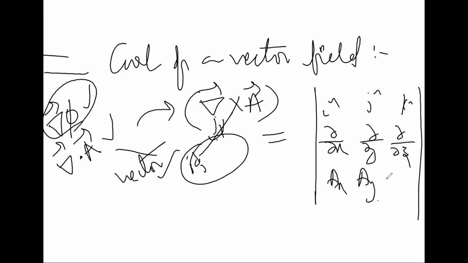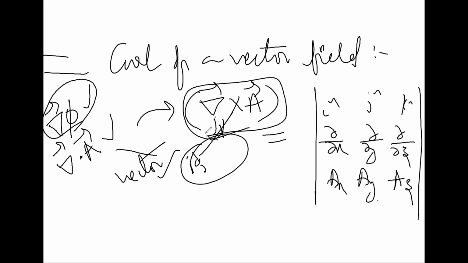AX, AY, and AZ. Now if you substitute some values here, if a given known vector has components AX, AY, and AZ, you can easily calculate the curl of that vector along the vector field here. Okay, curl A is equal to del cross A.